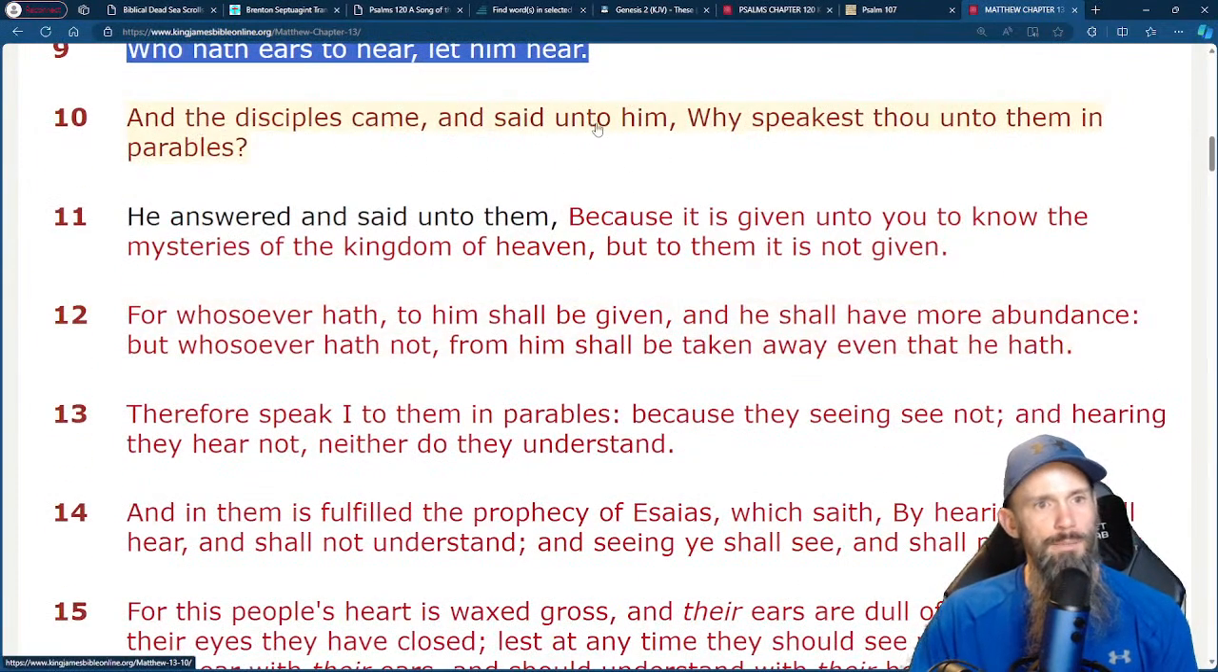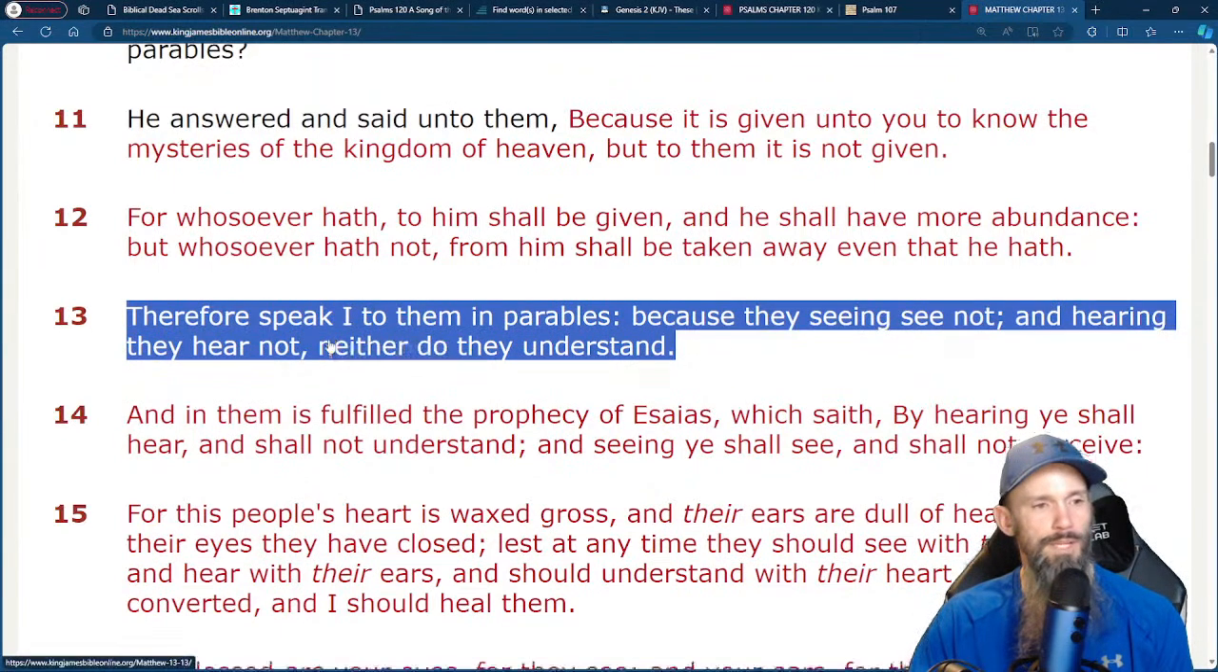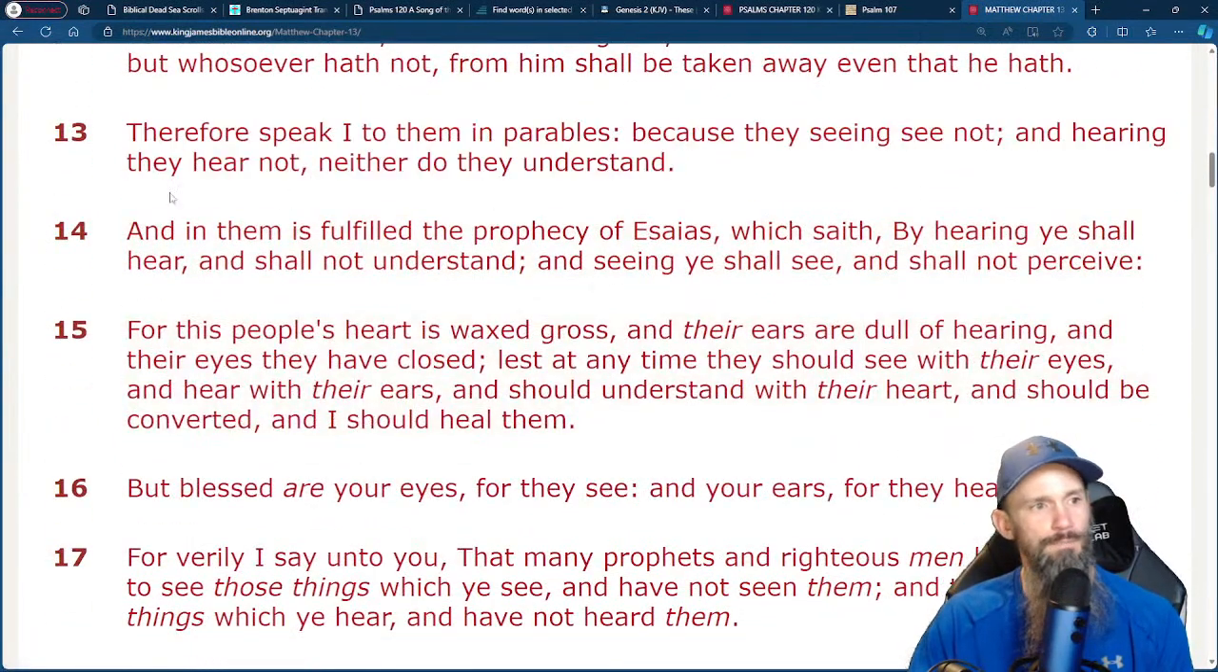And the disciples came and said unto him, Why speakest thou unto them in parables? He answered and said unto them, Because it is given to you to know the mysteries of the kingdom of heaven, but to them it is not given. For whosoever hath, to him shall be given, and he shall have more abundance. But whosoever hath not, from him shall be taken away even that he hath. Therefore speak I to them in parables, because they seeing not, and hearing they hear not, neither do they understand. That explains why when you try to share with people, and they don't listen, they don't hear it.